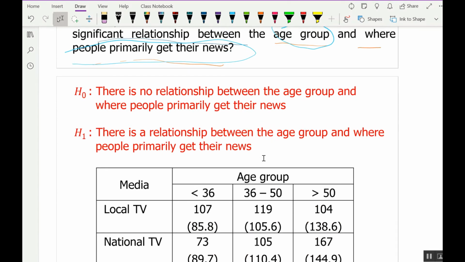Okay, so the first step is to define the hypothesis. H0: there is no relationship between the age group and where people primarily get their news. The alternative hypothesis, of course, is the contrary: there is a relationship between the age group and where people get their news. So you want to test this hypothesis.